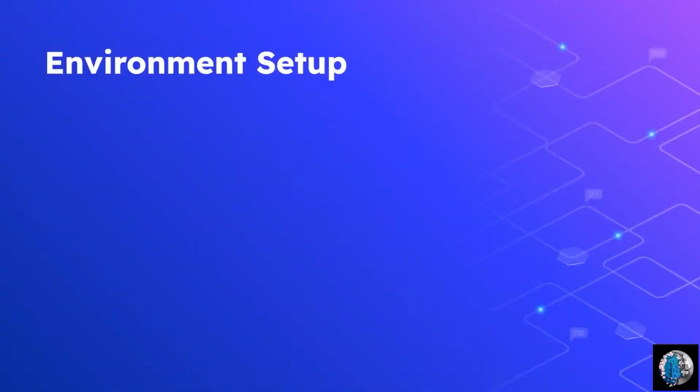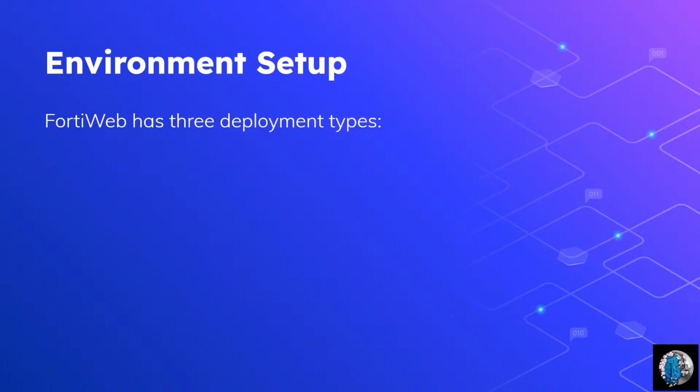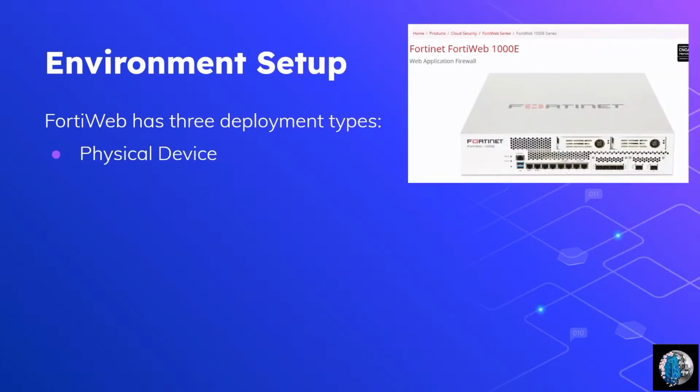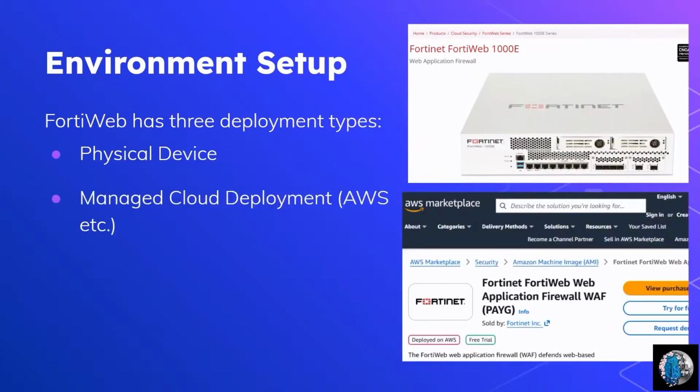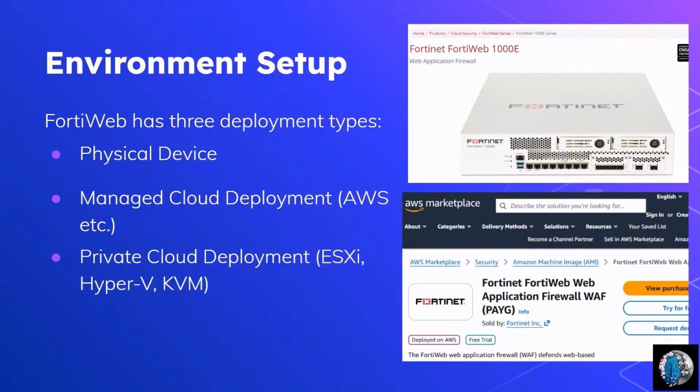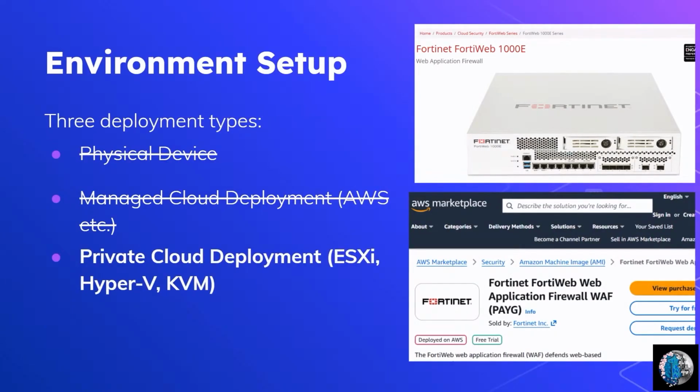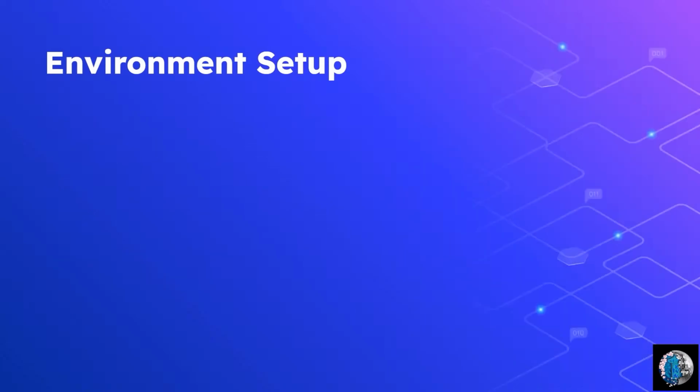Now that we had a quick introduction, let's talk about the environment setup. FortiWeb has three types of deployment. The first one is a physical device. The second one is a managed cloud deployment. And the third one is private cloud deployment, which is another word for just a VM file that you can spin up locally. So for obvious reasons, I took the third option, because, like I said, you can spin it up locally and inspect it.